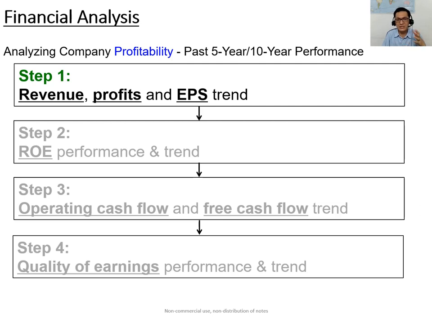When it comes to financial analysis, I usually have a number of steps to study the company's financial numbers. First thing first, I always look at the company's profitability over the past 5 to 10 years. Step number 1, we look at the company's revenue, profits, and EPS or earnings per share trend.